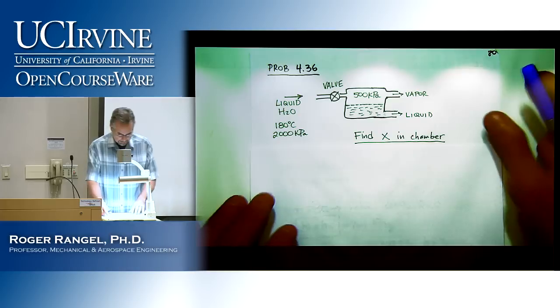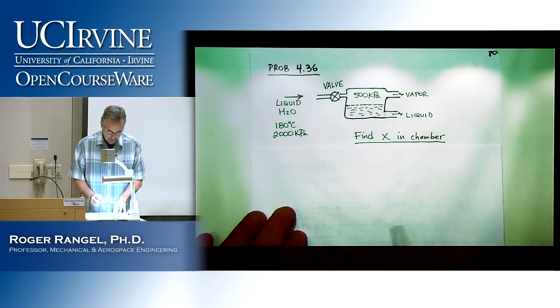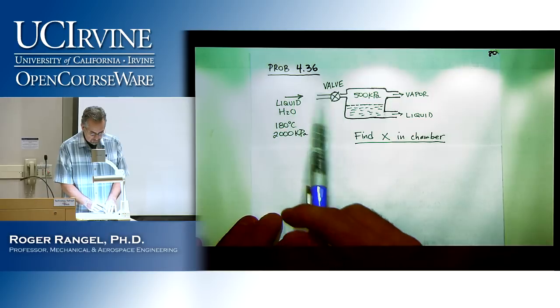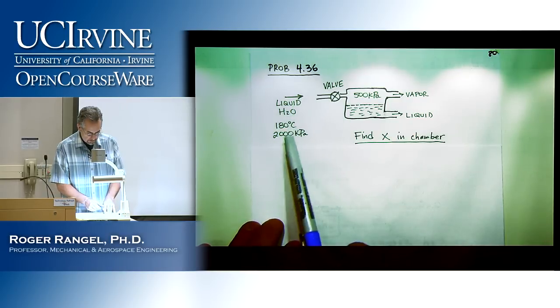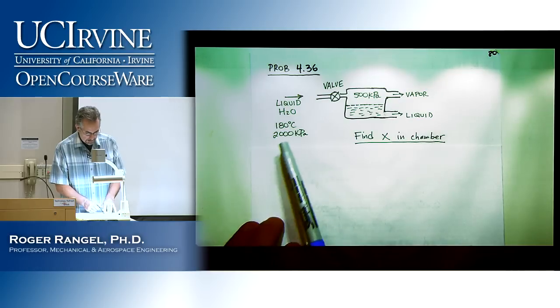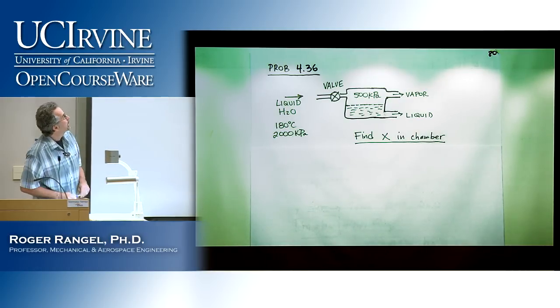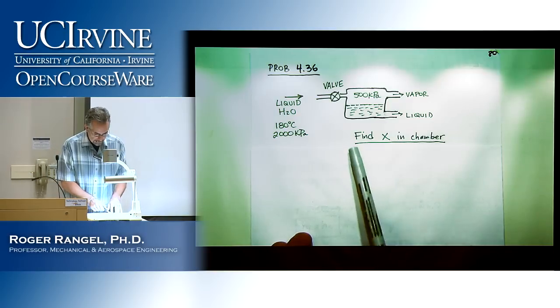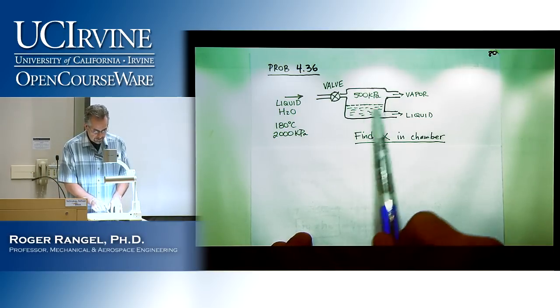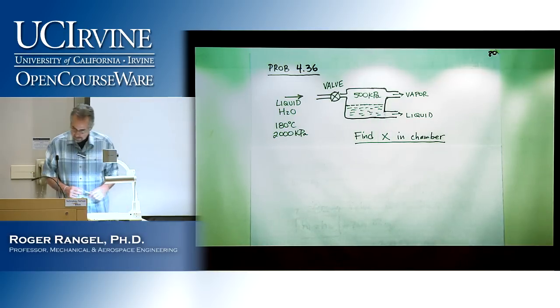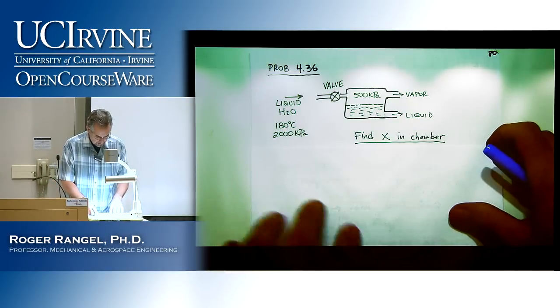So what is given to us is the properties of the incoming liquid water. It is coming in at 180 degrees Celsius and 2,000 kilopascals. And then we're asked to find the quality of the resulting mixture. That's what the problem is asking us to do.